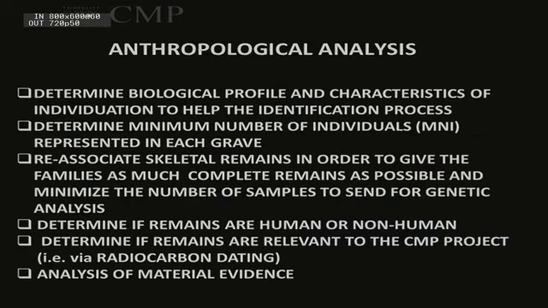In anthropological analysis, our first aim is to identify the missing persons. So we try to make the biological profile in order to help the identification. In commingled cases, we try to determine the minimum number of individuals represented in the grave. Also, we try to reassociate skeletal elements as much as possible for the families. Also, we try to determine if remains are human or non-human, and if remains are relevant to the CMP project or are ancient. Also, we analyze the material evidence found together with the remains.